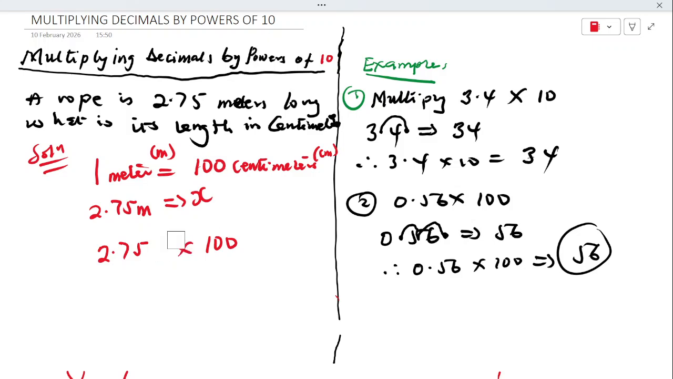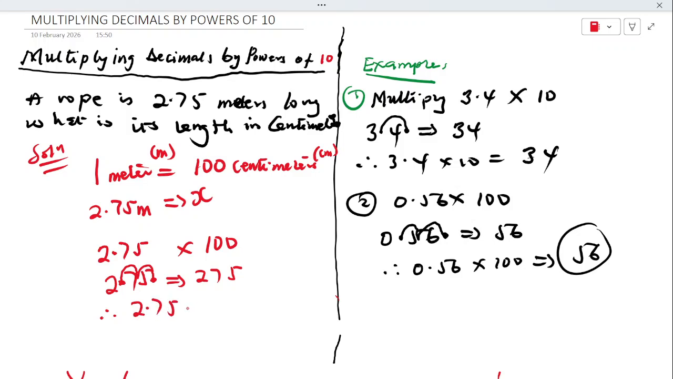And we know that we are multiplying by what? 100. And we have learned in the steps that when it has 100, we are moving the decimal point how many times? 2 times to the right. So we stand on the decimal point. 2.75, you stand on the decimal point, and you move 1, 2 to the right. So the decimal point will now come here. So this will give us what? 275.